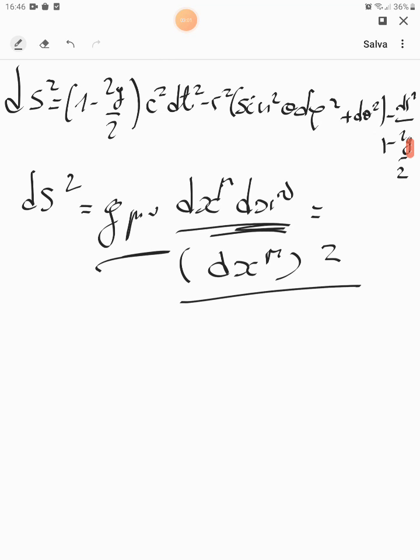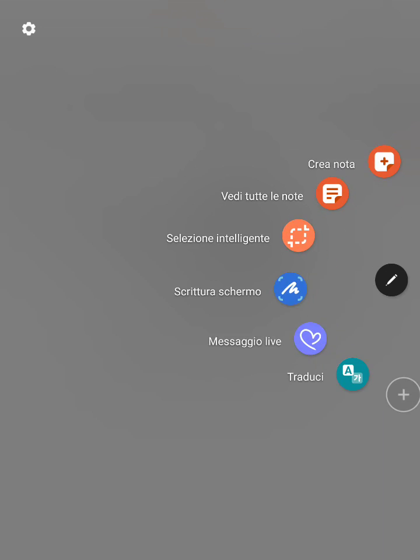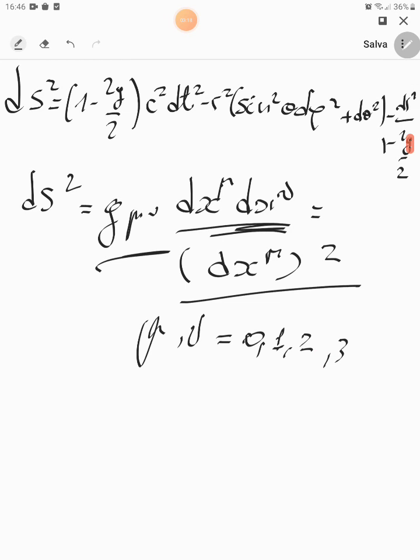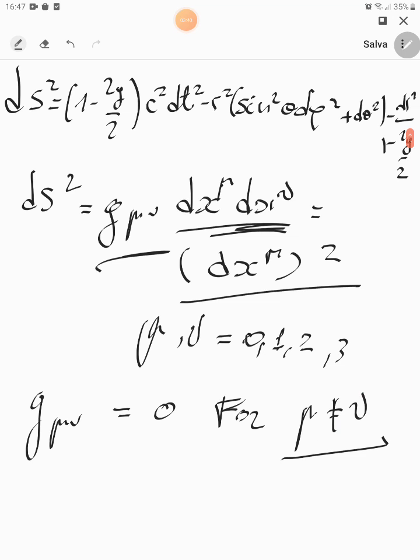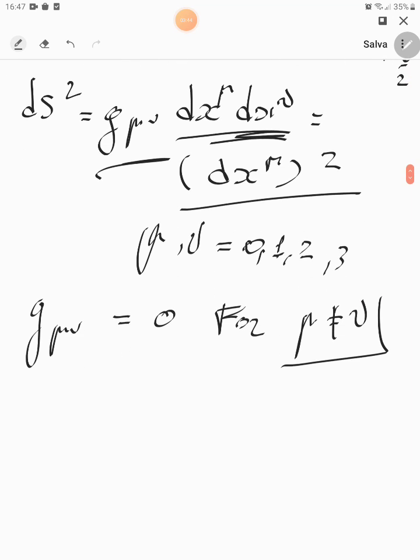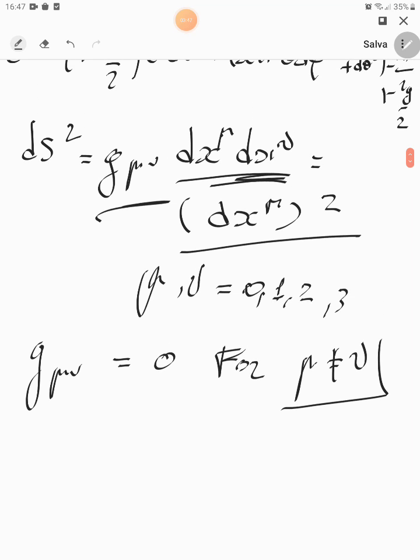Thanks to the Einstein convention, we can write dx^μ dx^ν, where μ and ν are equal to 0, 1, 2 and 3, because g_μν is equal to 0 for μ different from ν. This is some general metric in a general Riemann space.